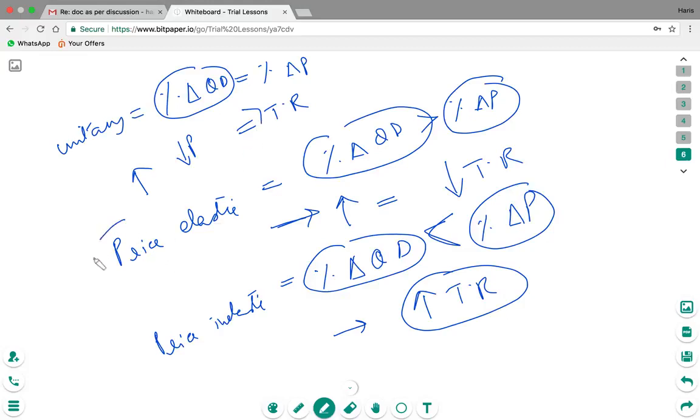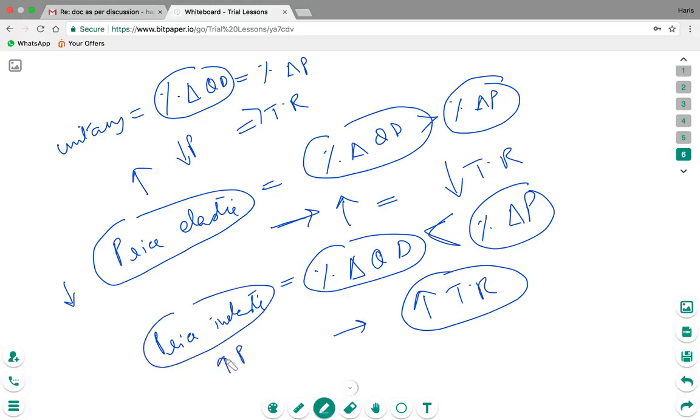And just to summarize, when your good is price elastic, to increase your total revenue, the better idea is actually to reduce your price. When your good is price inelastic, a better idea is actually to increase your price to increase your revenue.